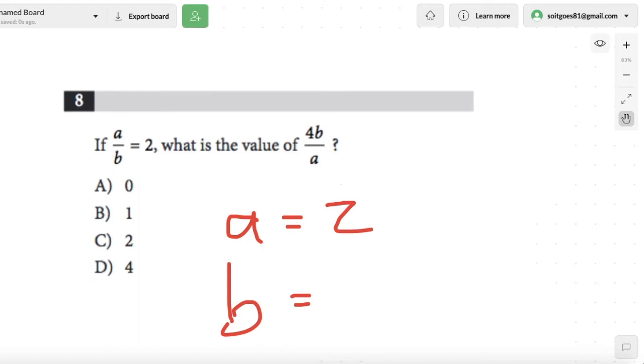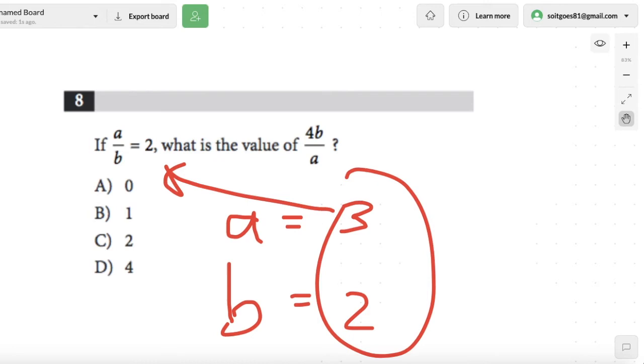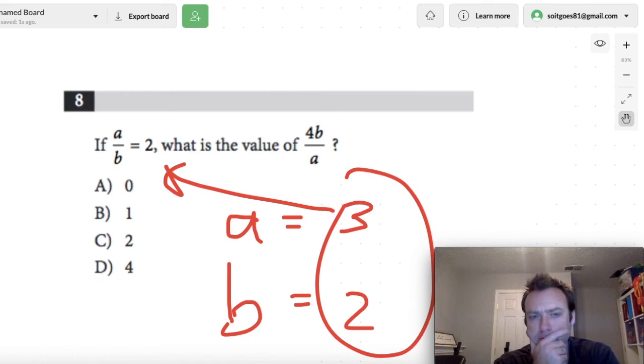Now some students, when I work with them on this question, will say, okay, let's make A 3 and we'll make B 2. Why can't I use 3 and 2? Because it wouldn't divide into equaling 2. Because I've got to pick values, right? I'm somewhat limited by the types of values I can use here. Do you see that? I can't just pick anything, because it just wouldn't work.